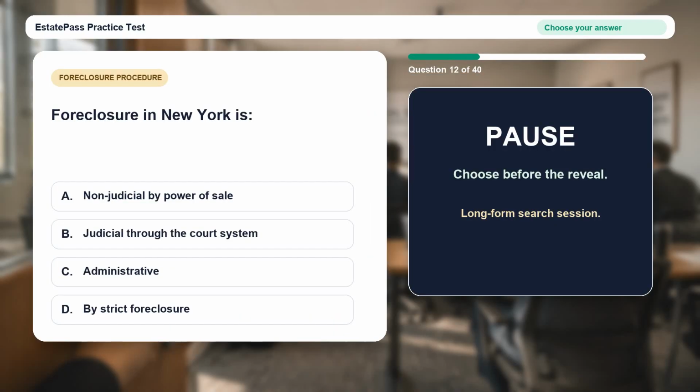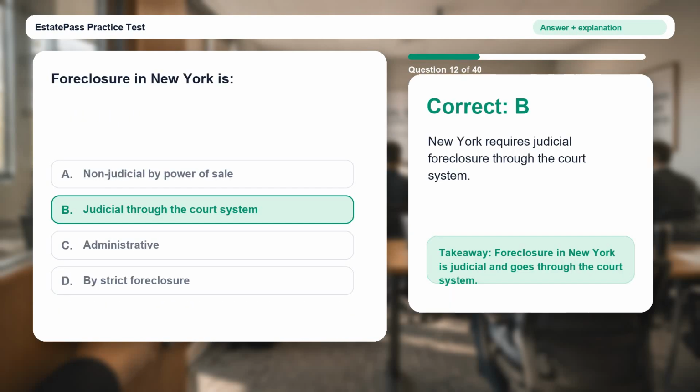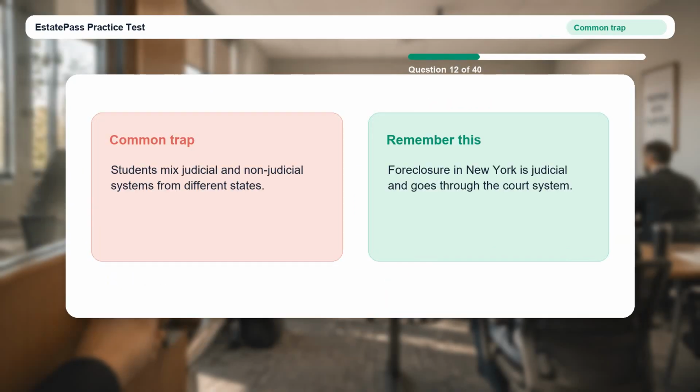Quick takeaway. Question 12. Foreclosure in New York is. Your choices are A. Non-judicial by power of sale, B. Judicial through the court system. The correct answer is B. Explanation. New York requires judicial foreclosure through the court system. Common trap. Students mix judicial and non-judicial systems from different states.